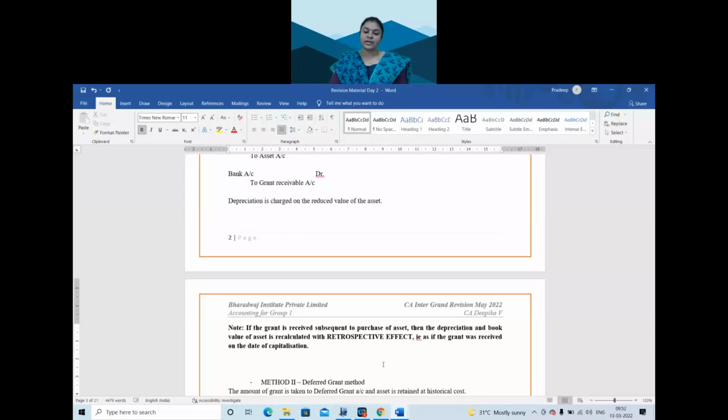For depreciation, the journal entry is the normal depreciation entry, depreciation to asset account or depreciation to provision for depreciation, whichever method you are following. So depreciation entry will not change. The amount calculation will change if at all the grant is received later. For the past years, ma'am? Okay, for the past years. So your question is, what will happen to the difference in depreciation because of the grant? It will be adjusted accordingly in your reserves. The excess amount, generally it will be excess depreciation, will be adjusted in your general reserve.